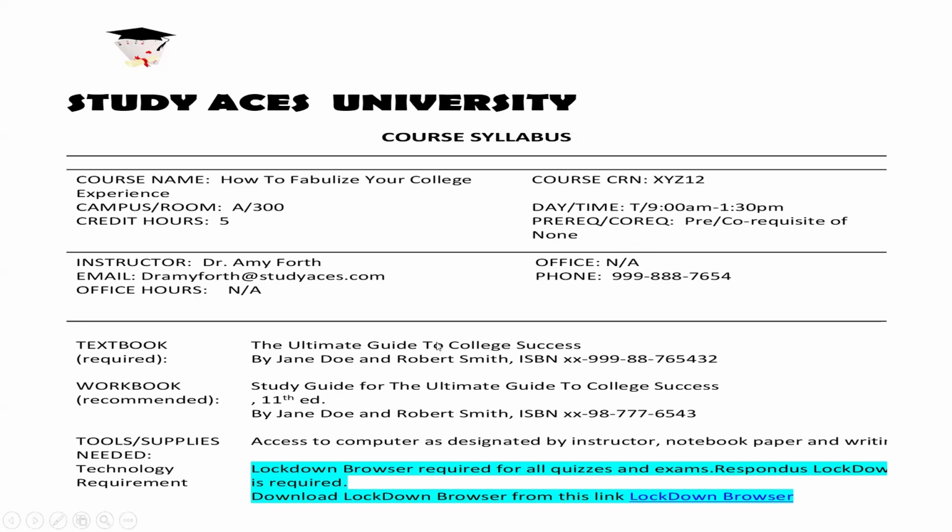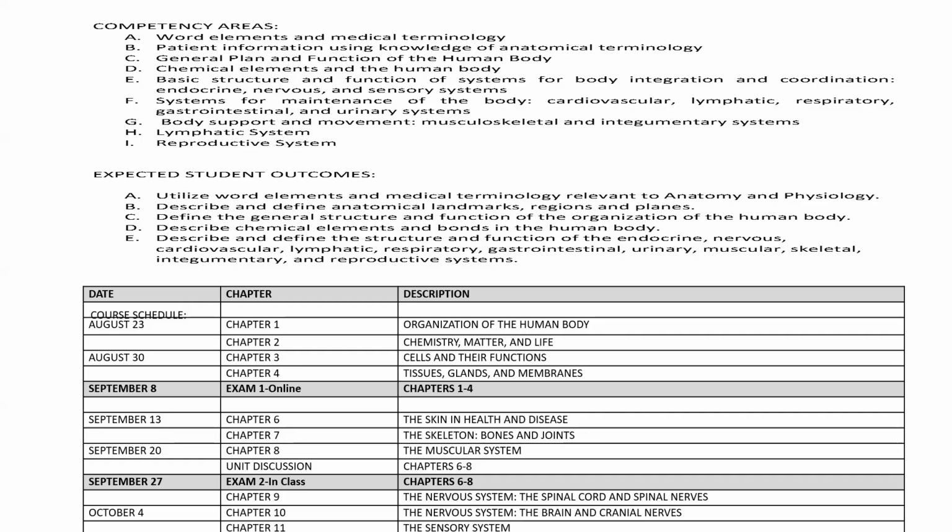You see also we've got the required textbooks. Here's a note, lockdown browser is required. And so this is important information for you. On this next page, we could see course objectives. What are we trying to accomplish in that class? And of course, I just took one of my old classes to create this generic syllabus so you can see some of those expected outcomes.